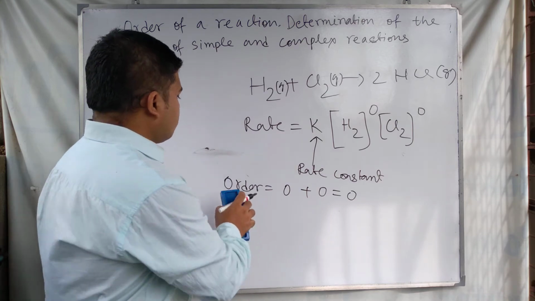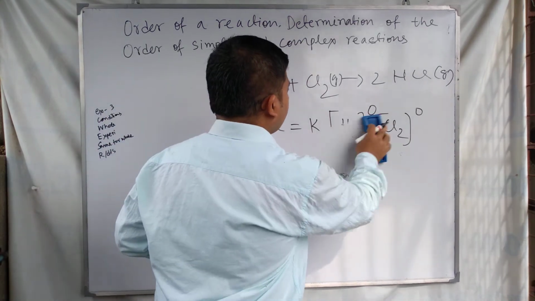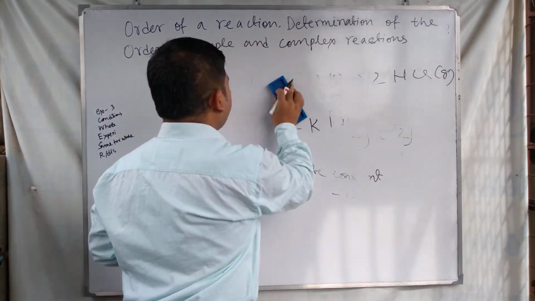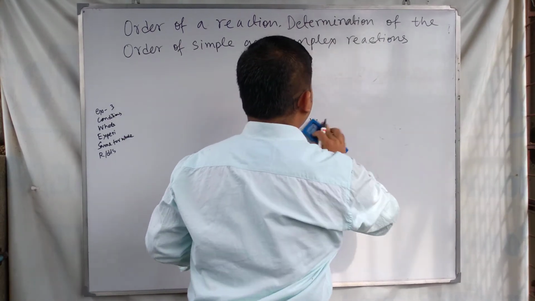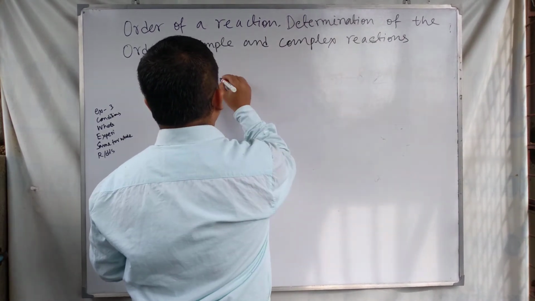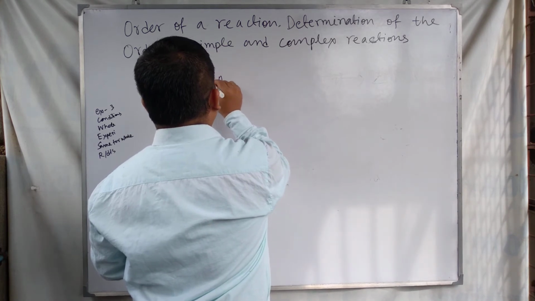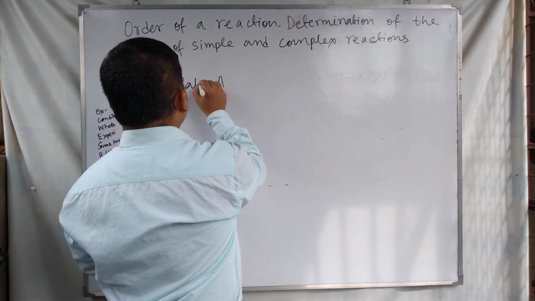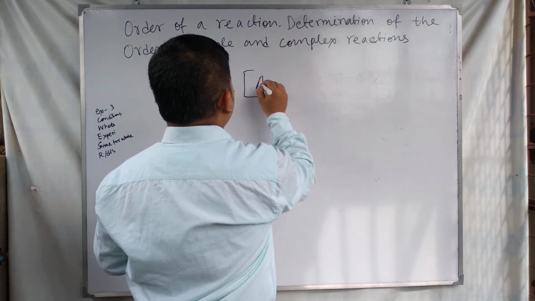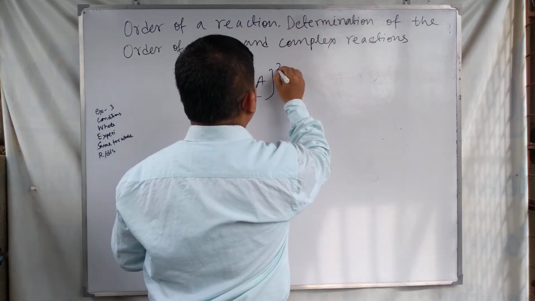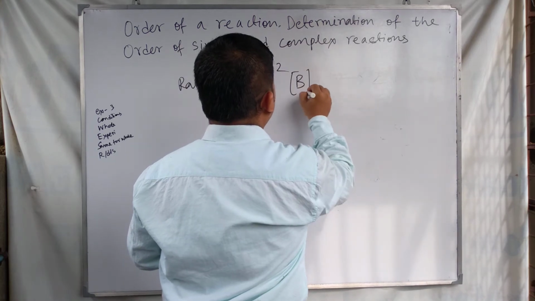In some cases, suppose we have some rate equations and we have to find the order. Suppose a rate equation is rate equals k times [A] to the power 2 and [B] to the power 1.